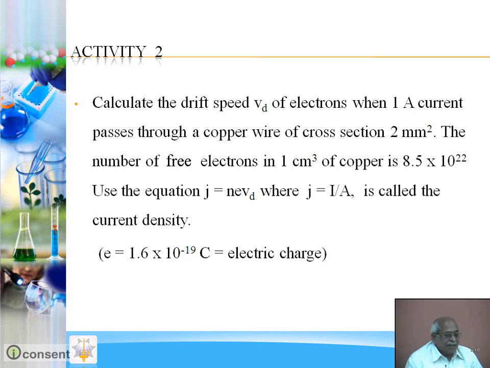Here are some simple equations. Here we introduce a quantity called current density. Electric current flowing per unit area is called current density. Current density is denoted by J. J is I upon A. Current flowing per unit area.